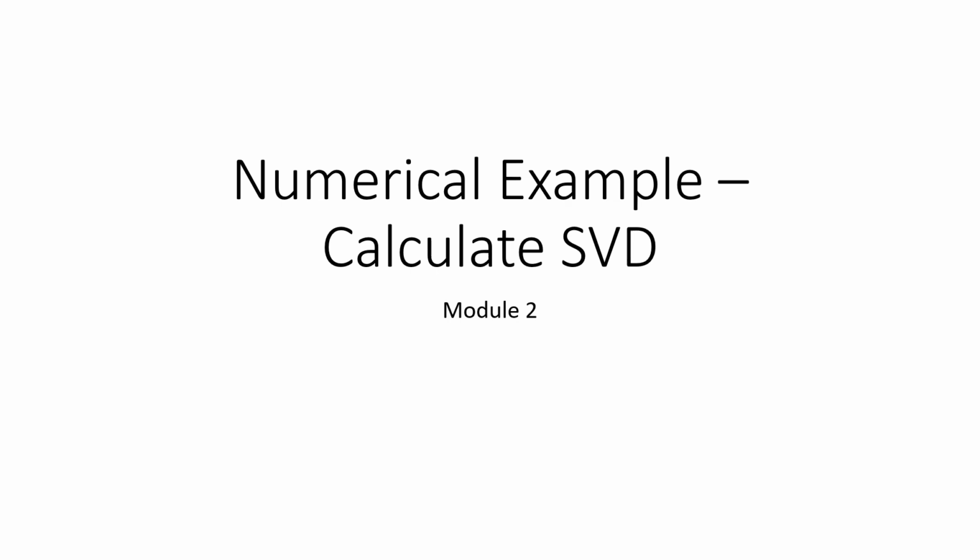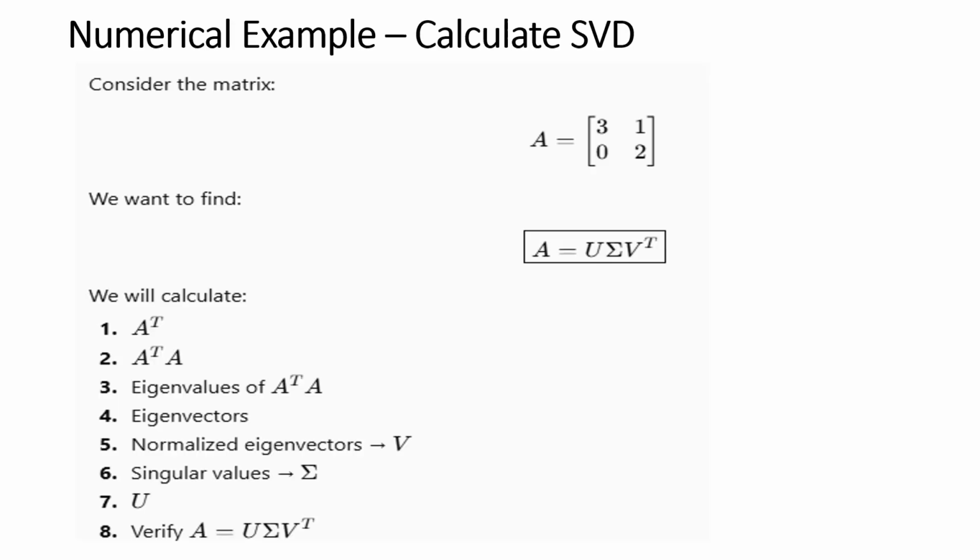Now that we have understood the basic concept of SVD, we are going to look into a numerical example of how to compute the SVD of a matrix. So consider the matrix A equal to [3, 1; 0, 2]. We have to compute the SVD for this given matrix.